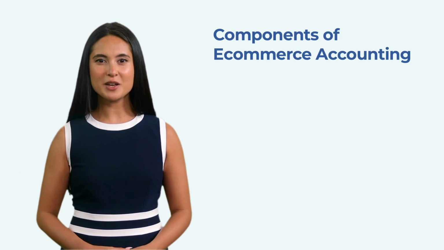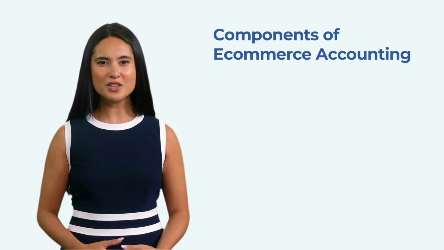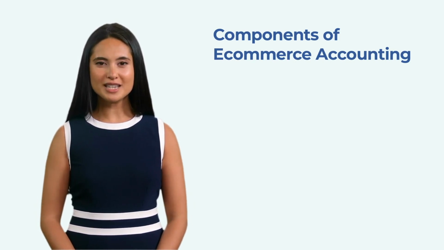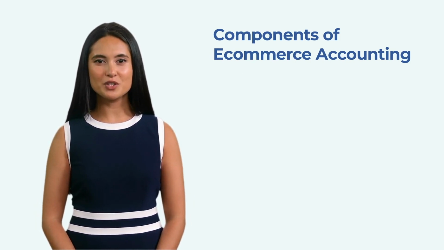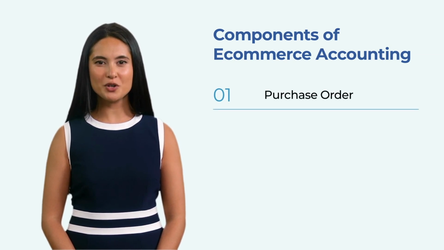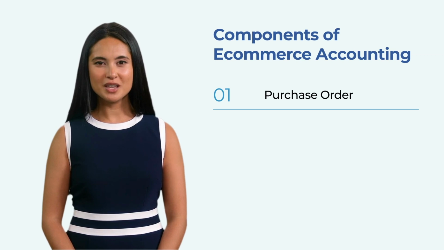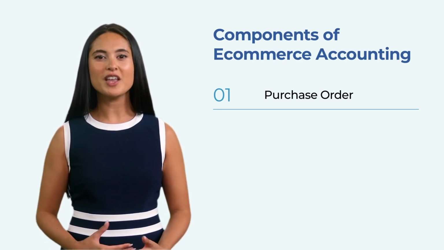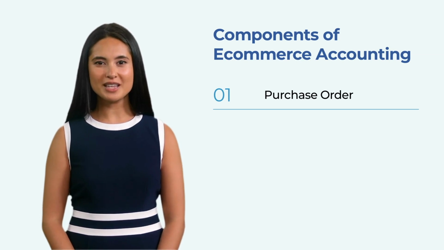When it comes to e-commerce accounting, there are a few key components to consider, and they're not all as boring as you might think. Here's an overview of what goes into e-commerce accounting. Purchase order. A purchase order is a document that the buyer uses to tell the seller what they want. It tells them what items to buy, how many, and how much it will cost. It also says when it needs to be delivered.